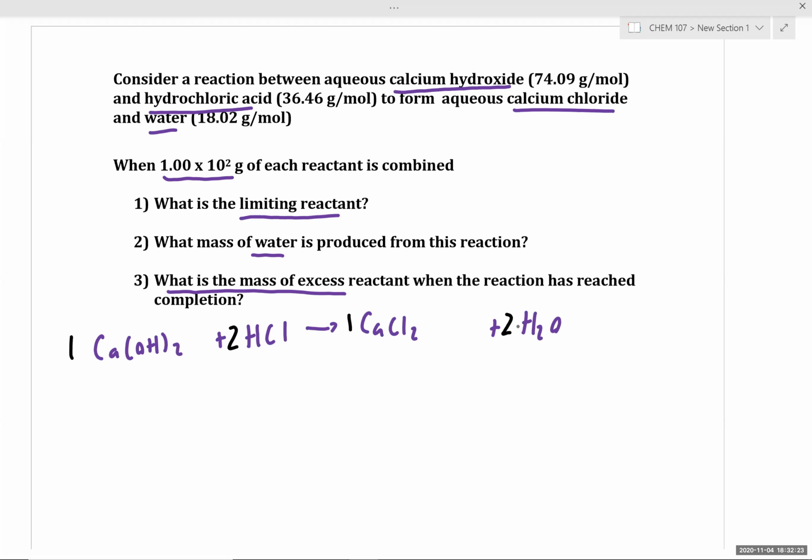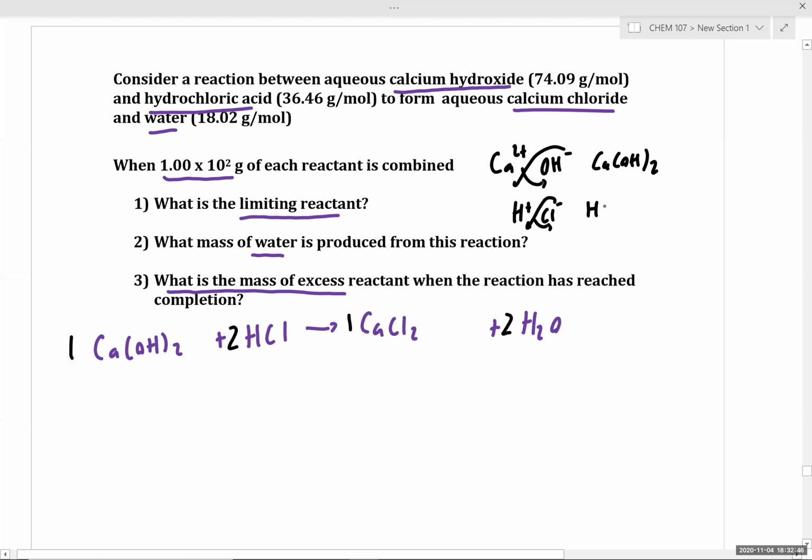Okay, first, let's talk about the formulas. Calcium hydroxide: calcium typically adopts a 2+ charge. Hydroxide has a -1 charge. We cross our charges, that gives us CaOH2. Hydrochloric acid is derived from H+ and chloride, which is Cl-, and that gives us the formula HCl. Calcium chloride is calcium 2+ and Cl-. We cross our charges and that gives us CaCl2. So that's how we've reached our skeletal equation.